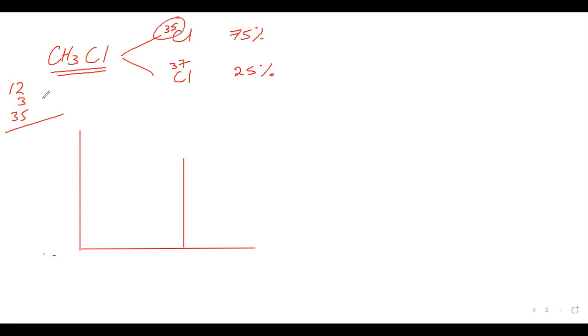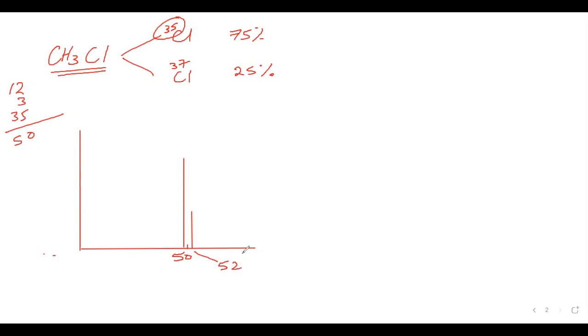So here we get our molecular ion peak at 50. 35 plus 3 is 38, plus 12 is 50. So we get it at 50. And then after just 2 units, you are going to get another one, but it's 1/3 its value, at 52.